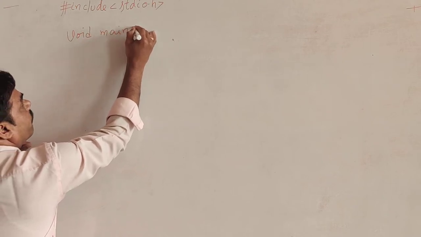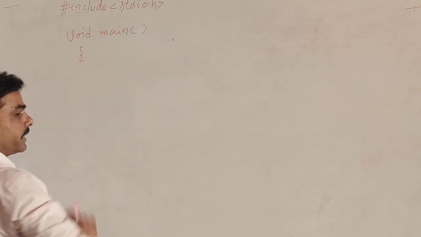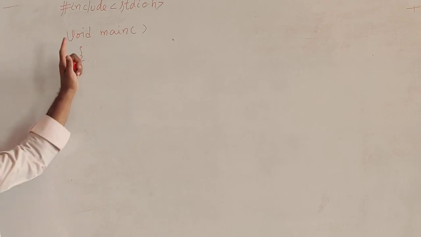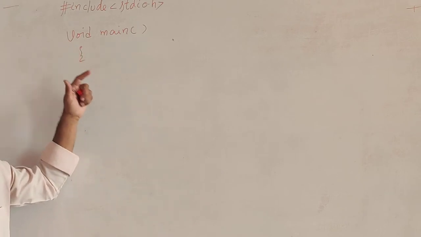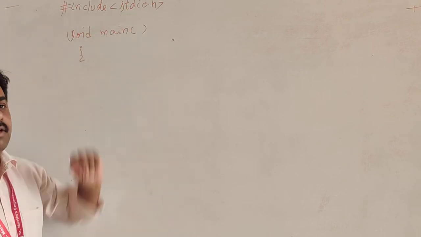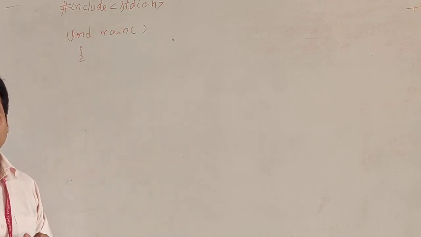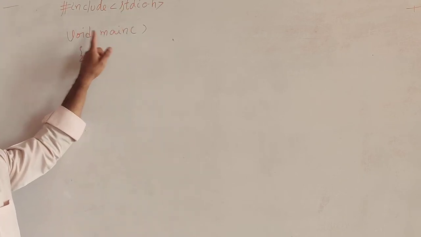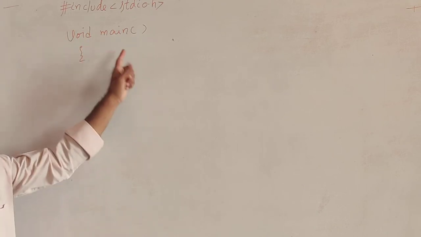So this is the main function, and we start with the opening brace. These are the general instructions, the statements which are used in almost all C programs. stdio.h is the standard input output header file. The void main function doesn't return any value. We know all these things.